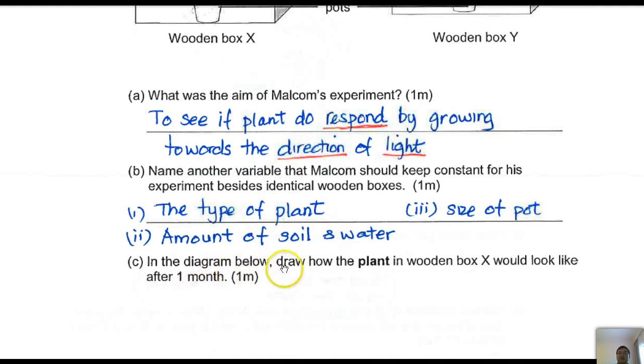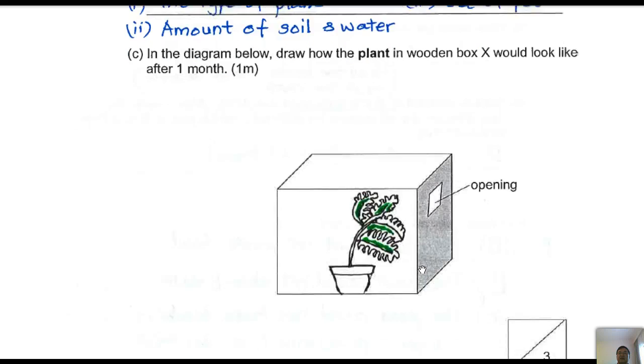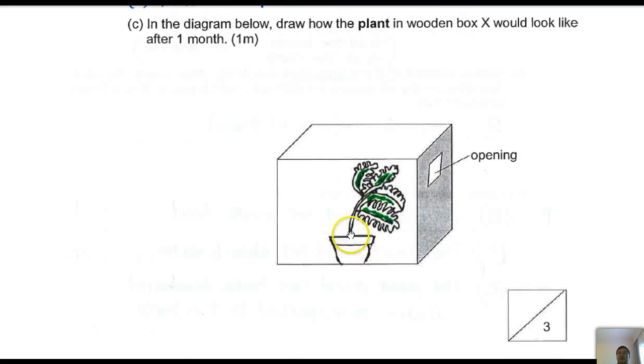In the diagram, draw how the plant in the wooden box X would look like after 1 month. This is how you must be able to draw the plant tilting to one side, to the opening where the light is.